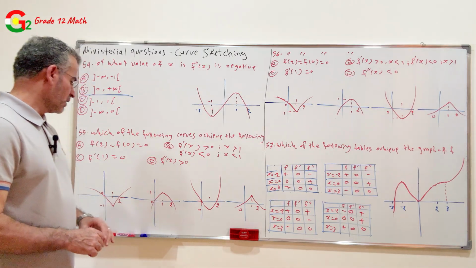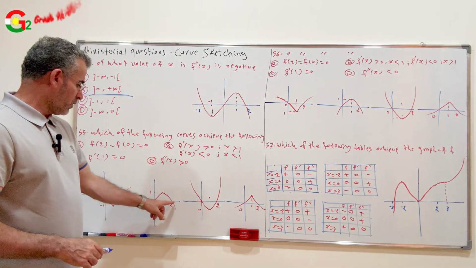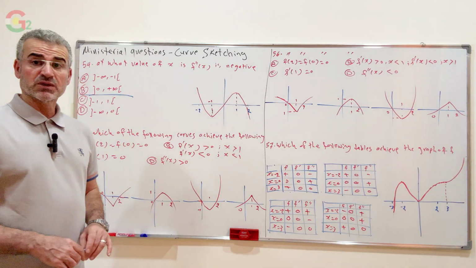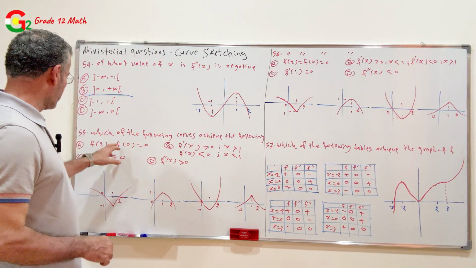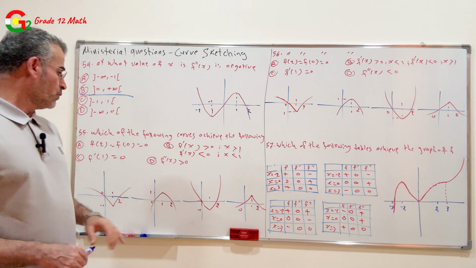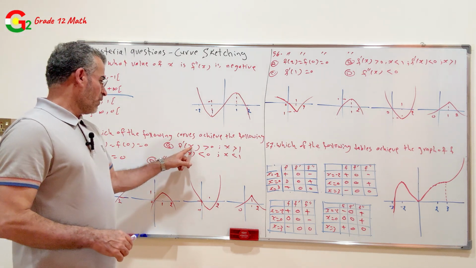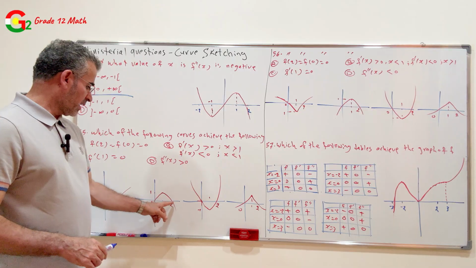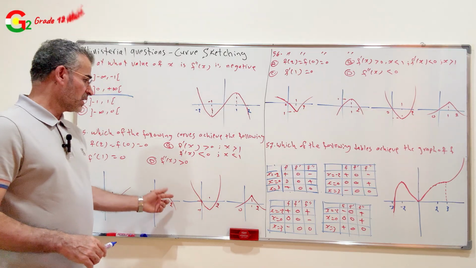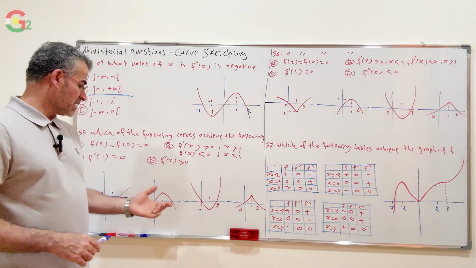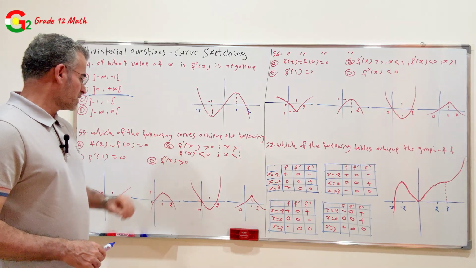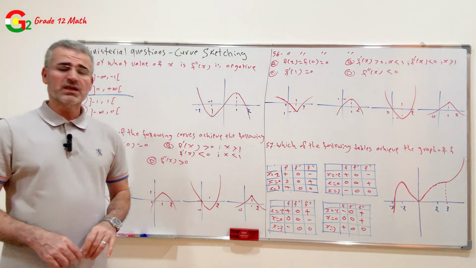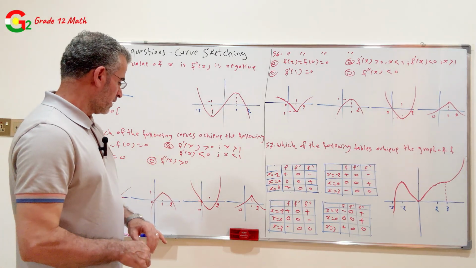Let us see choice B. 0 and 2 are two intercept points for this graph. Therefore, the first statement is true. F prime of x greater than 0 when x greater than 1. When x greater than 1, the function is decreasing. Therefore, f prime of x should be less than 0. Therefore, statement B is not achieved with the second graph. Let us see graph C.